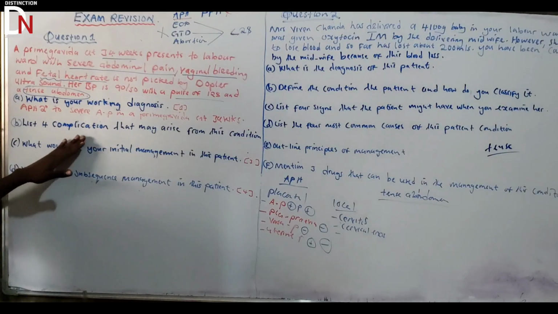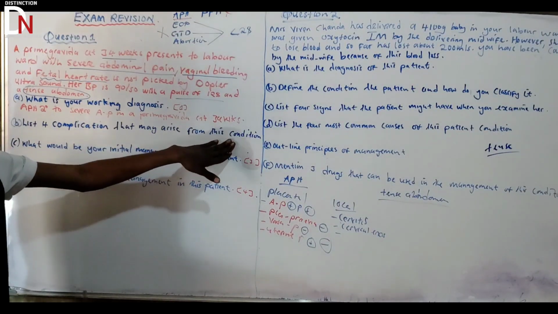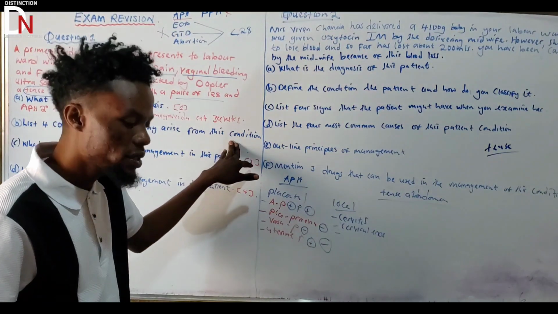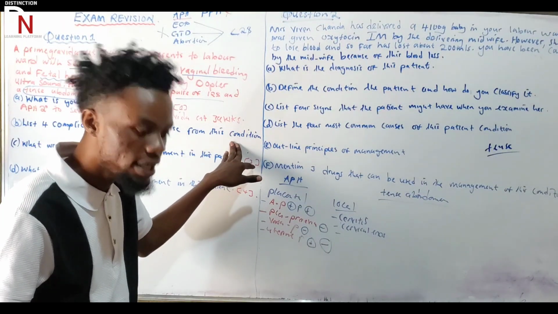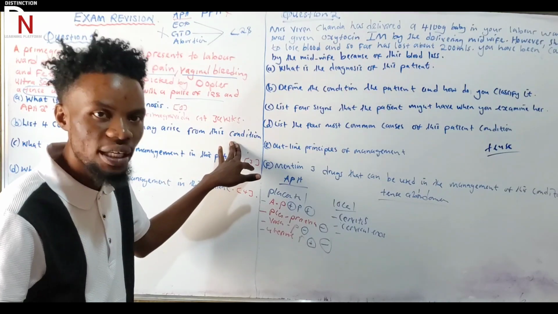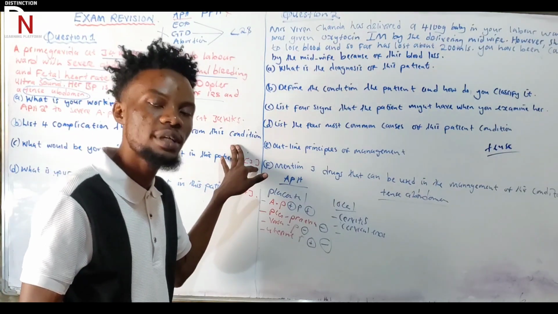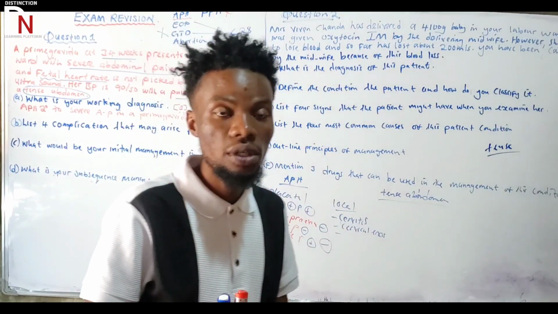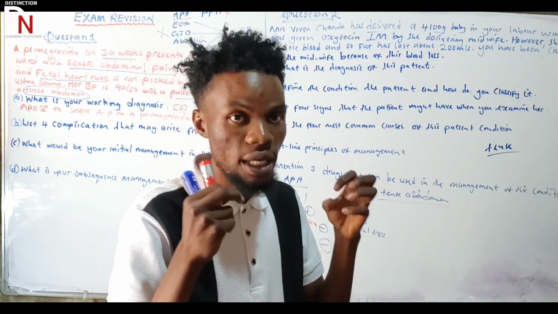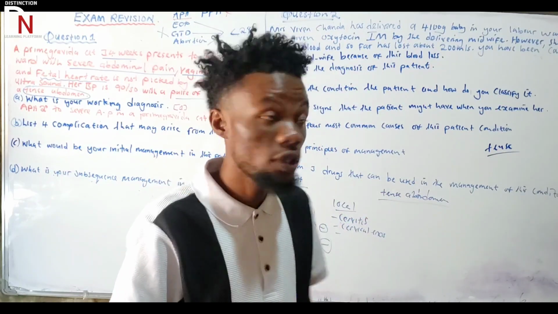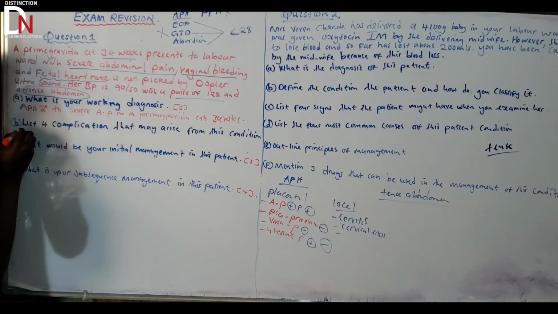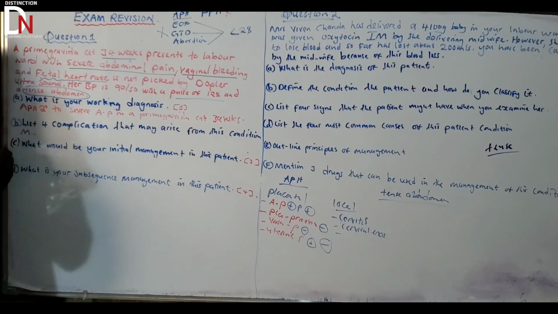List 4 complications that may arise from this condition. If you talk about complications relating to obs and gyn, what are you going to do? Always separate maternal and fetal complications when it comes to obstetrics. Always keep that in mind. Even if they just say 4, make sure that you say maternal complication and fetal complication.